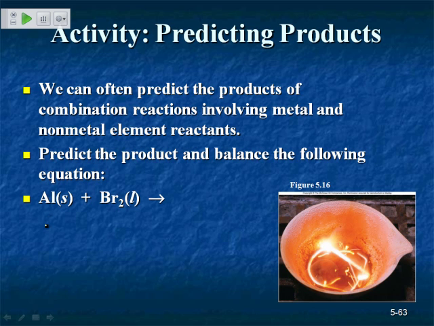So aluminum will be what charge? Aluminum is 3 plus, and bromine Br is 1 minus. So when you combine these two ions, how many of each do you need for electrical neutrality?